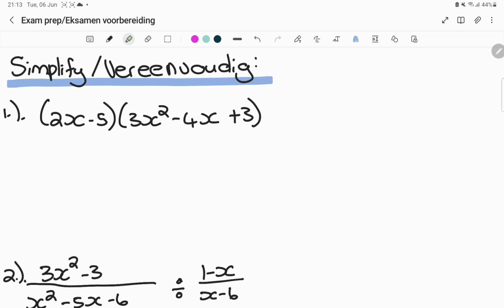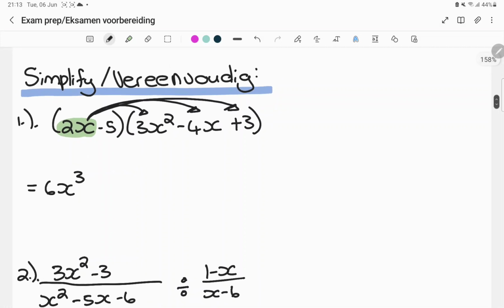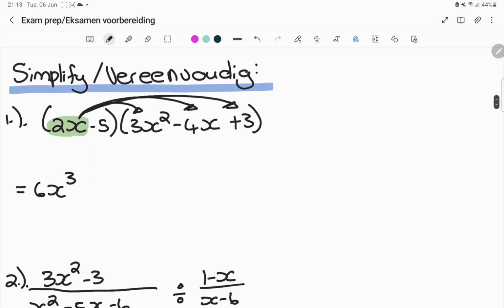So we are going to take our first term, which is 2x, and we are going to multiply it with each term in my second bracket. So I'm going to multiply it with 3x squared, with minus 4x, and with 3. So doing this, I will get 2x times 3x squared gives me 6x to the power of 3. Then 2x times negative 4x becomes negative 8x squared. And then 2x times 3 becomes plus 6x.